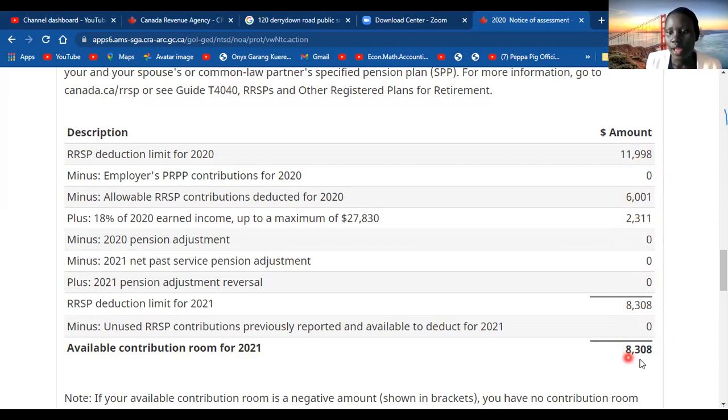So I know now I can contribute $8,308 to my RRSP without going over it. It doesn't matter if you don't contribute to the maximum, but it does matter when you contribute over it, because they will give you penalties and you have to pay tax for that extra amount that you put on top of your contribution limit.